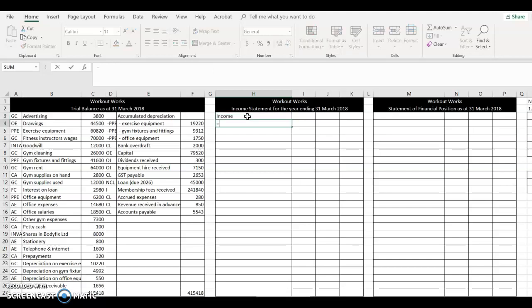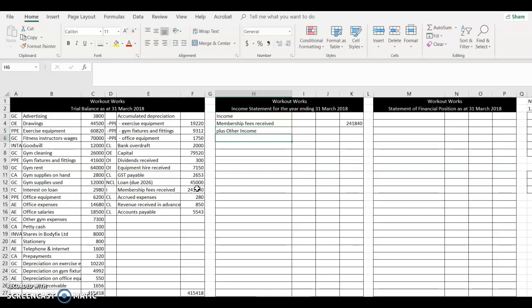Every business has one item of major income, and for Workout Works, the major item is membership fees received. Because it's a major item, the figure goes right in the far column. A much easier assessment, this one, where we don't have cost of goods sold. The other type of income we have is called other income.